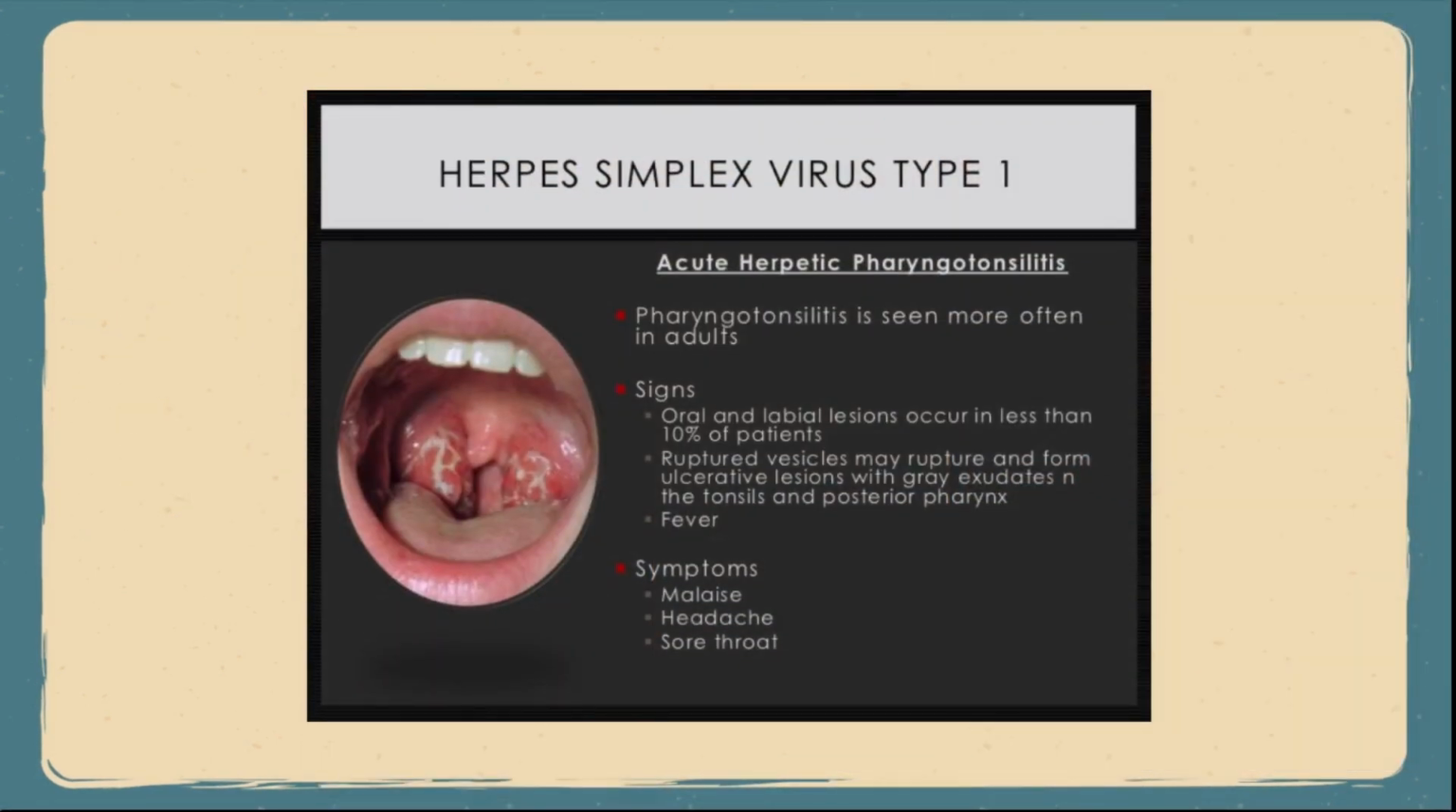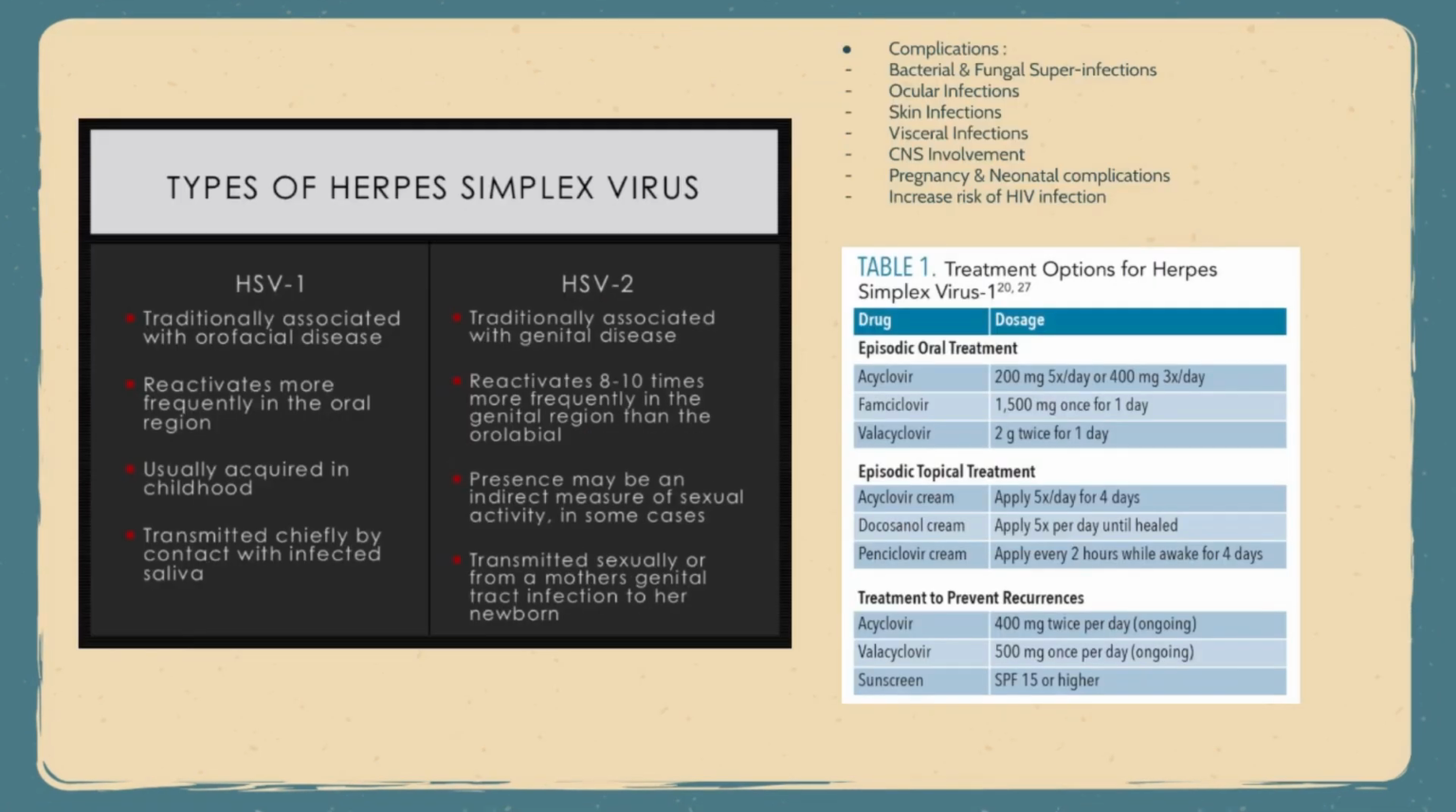The sign of this is that oral and labial lesions occur, but in less than 10% of the patients. Vesicles may rupture and form ulcerated lesions with grey exudates in the tonsil and posterior pharynx. The patient also might have fever. Symptoms of this infection are malaise, headache, and also sore throat. Next is the difference between HSV1 and HSV2.